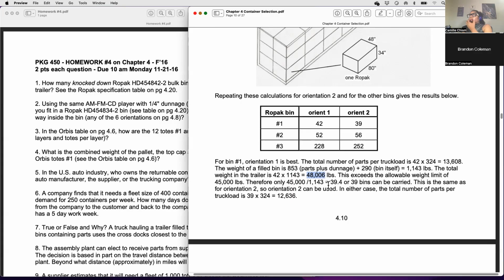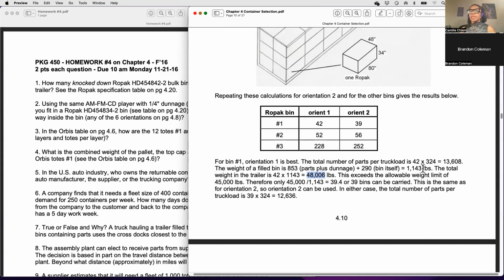Now this is telling you that you can only get 39 bins on there. So that would take you back to this orientation. The way they got to that was they went backwards. They took the 45,000 pounds, which is the maximum weight you can put on the trailer, and they divided it by 1,143.